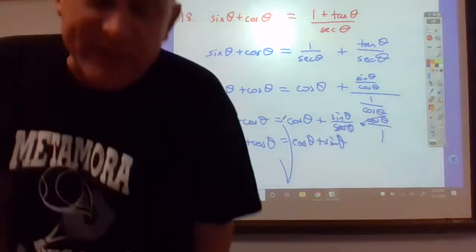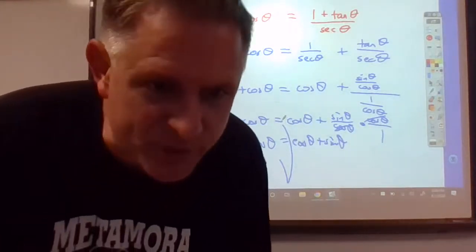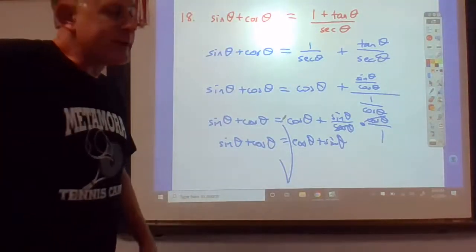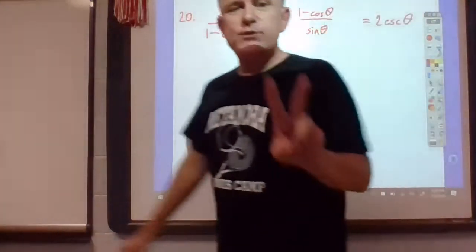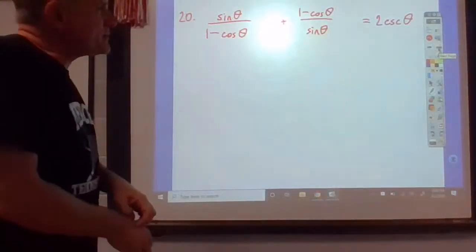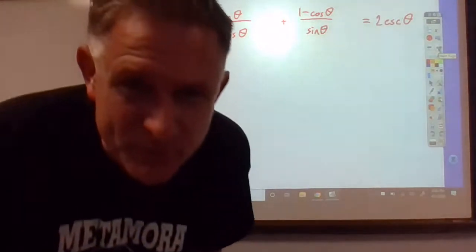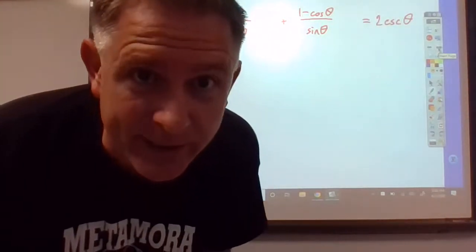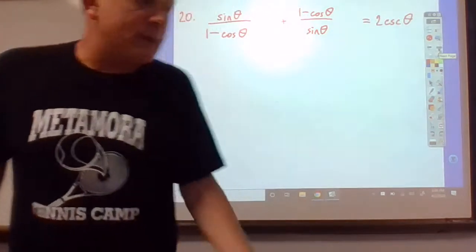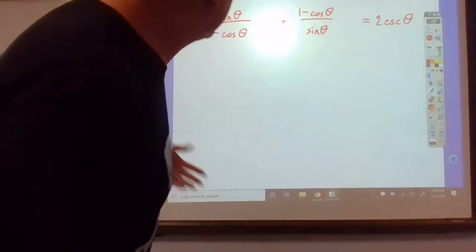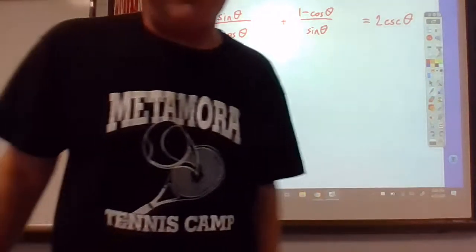Okay. So that's 18. Again, a little bit tricky. We just played around with it until we got something that worked. I want to do 2 more. I want to do number 20 because if you look at number 20, I'm looking at it right now and I'm thinking, I don't know how to do number 20. We're going to try stuff and see what happens.